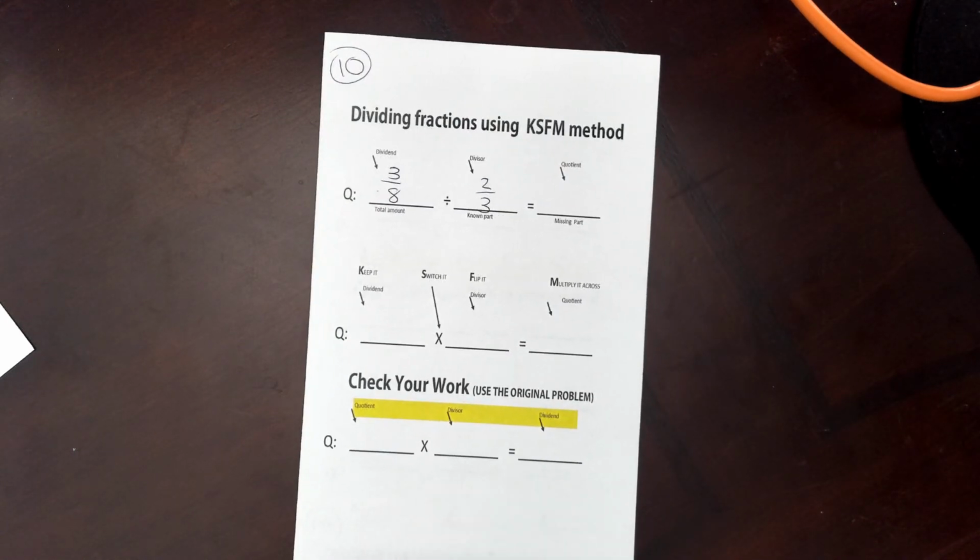Right, so we have another problem where we are dividing fractions using the keep it, switch it, flip it, multiply it across method, or the KSFM method. Okay, so we have 3/8 and we are dividing it into groups of 2/3.